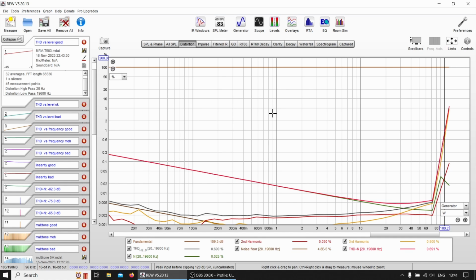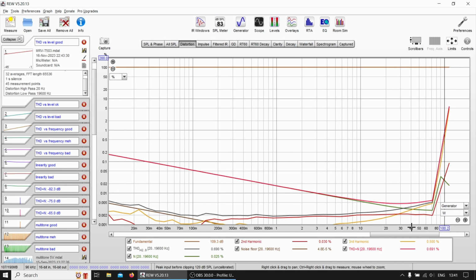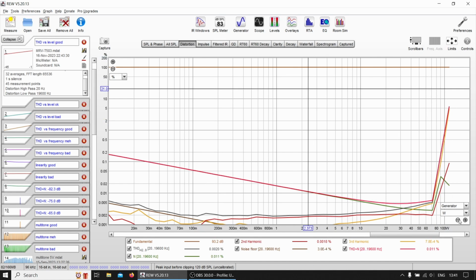This is a measurement of THD plus noise, total harmonic distortion plus noise, against the level. The level is the actual power level that the amplifier is outputting. I didn't put any names here, because these values don't really matter for this specific video. What matters is the actual trend and what we can see here.